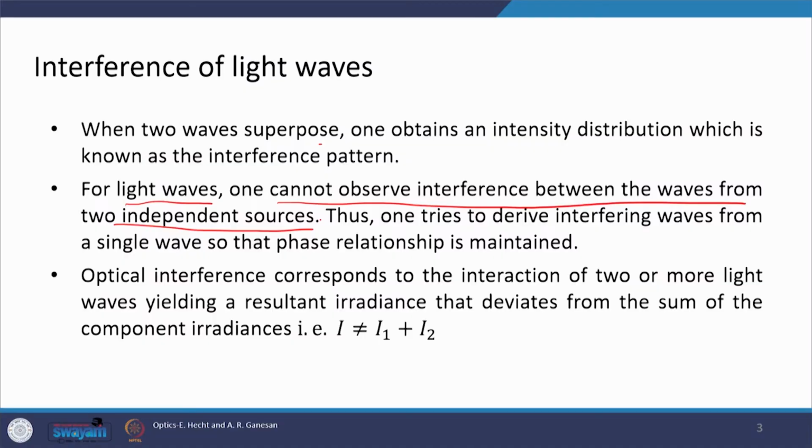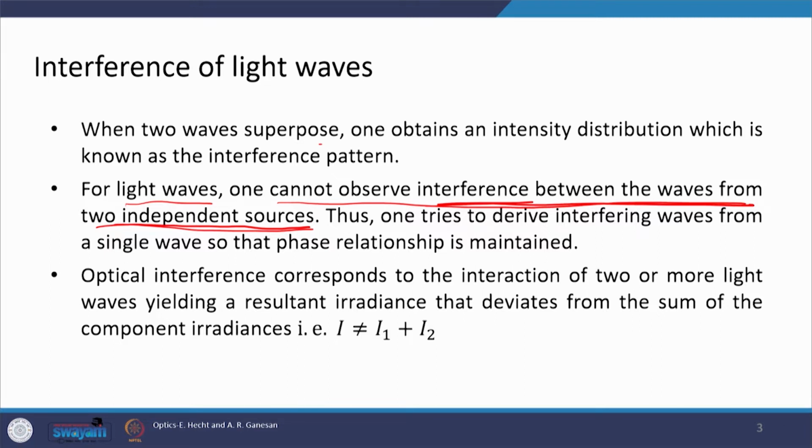This particular type of fringe pattern depends upon the wavelength of the light, it depends upon the frequency of the light, it also depends upon the type of the slits which we are using. For light waves, one cannot observe interference between the waves from two independent sources. This is the usual sentence which we learn in our textbook. But this is not the case.